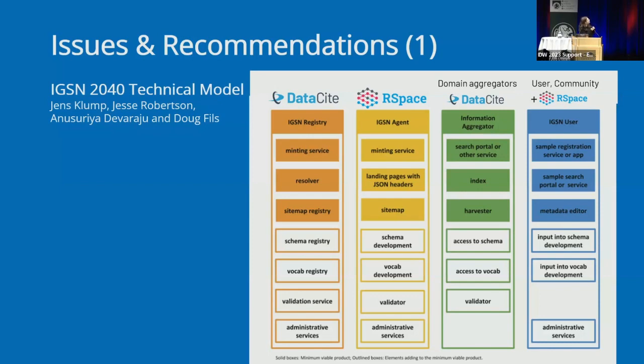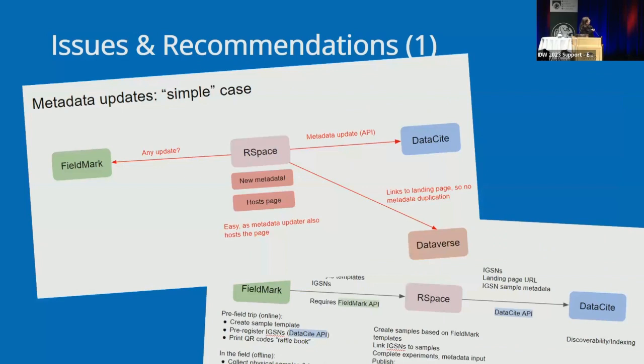So it's useful to have those conversations to better understand how this would work within a specific context in your institution. This is just an example of the various kinds of diagrams we made to try to understand, okay, who mints the IGSN, who hosts the landing page, should that be the same entity? Should that not be the same entity?